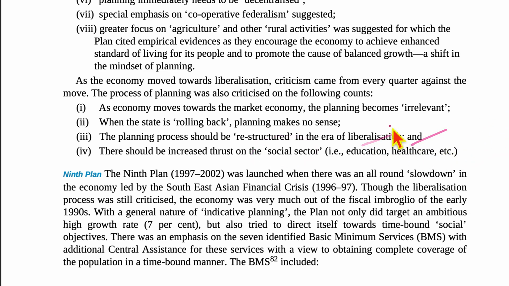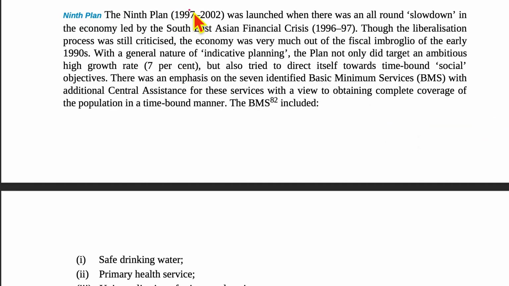Now, the ninth plan, with the term of 1997 to 2002, was launched when there was an all-round slowdown in the economy led by the Southeast Asian financial crisis of 96-97. Though the liberalization process was still criticized, the economy was very much out of the fiscal embargo of the early 1990s. With the general nature of indicative planning, the plan not only targeted an ambitious high rate of growth, that is 7%, but also tried to direct itself towards time-bound social objectives.